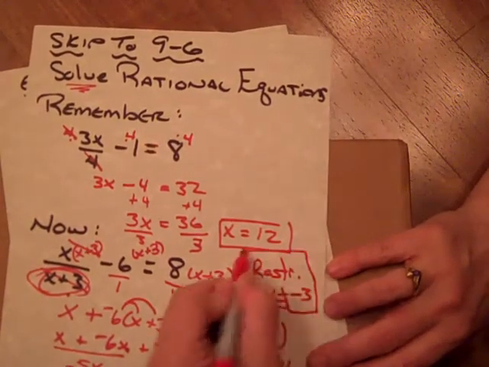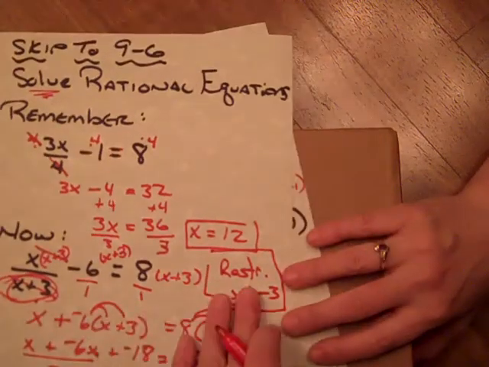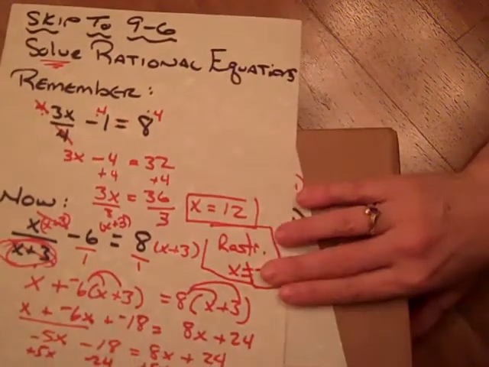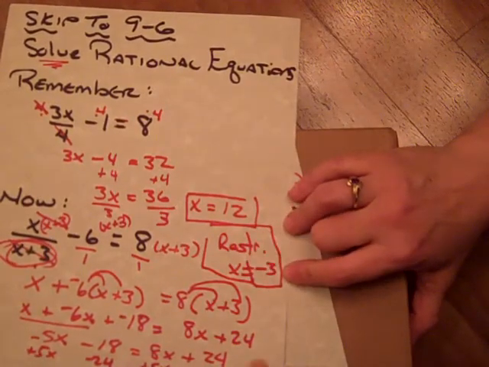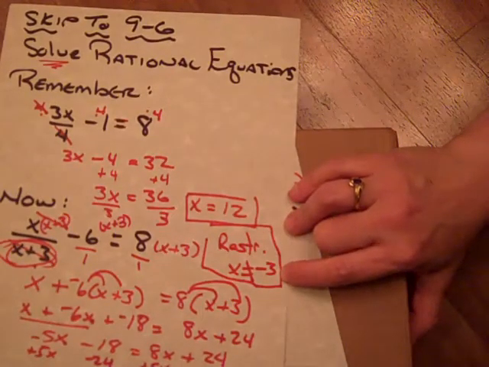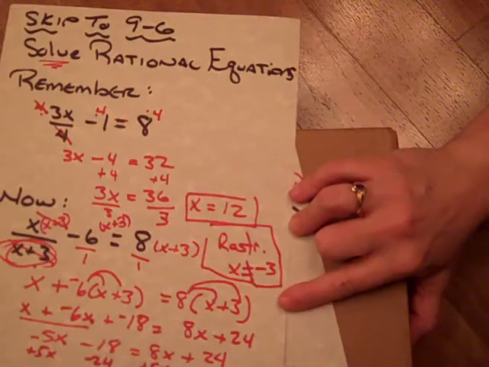The reason I need that is because if this answer would have been a negative 3, I'd have to throw it out. So you want to think about restrictions. When you get your final answer, you double check. Because if this would have been a negative 3, I'd have to cross it out. It's not. It's something nasty. We're all good. Okay? It's a little bit more than negative 3. So it's a quality answer.